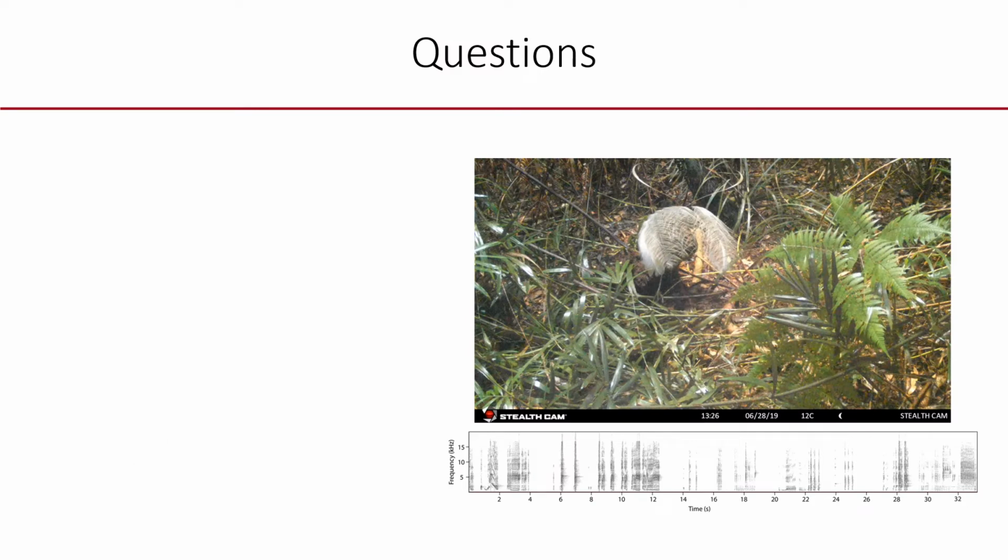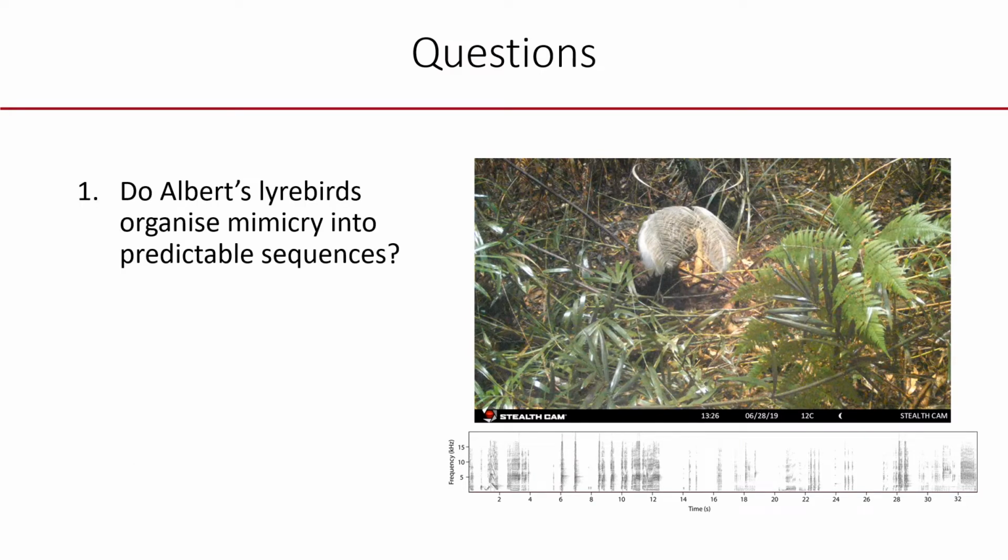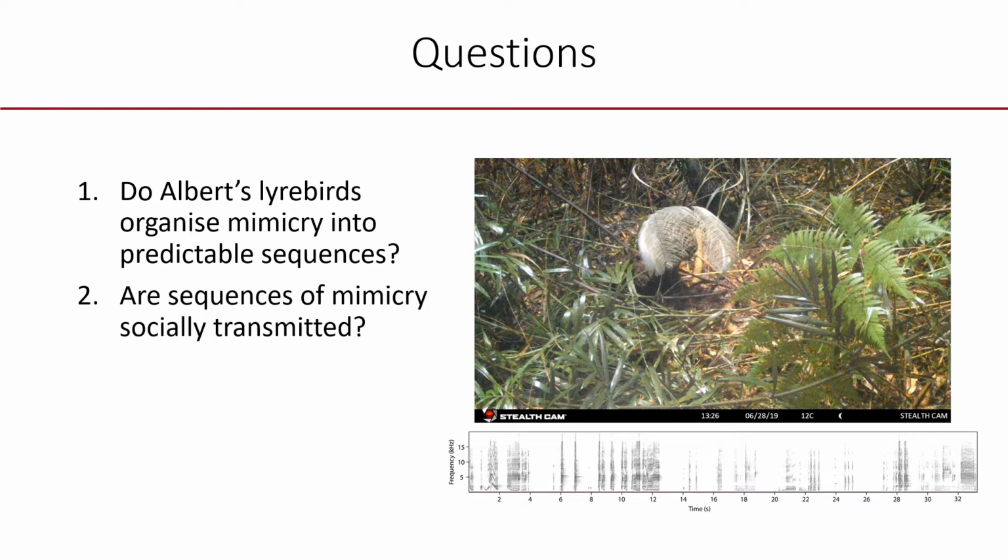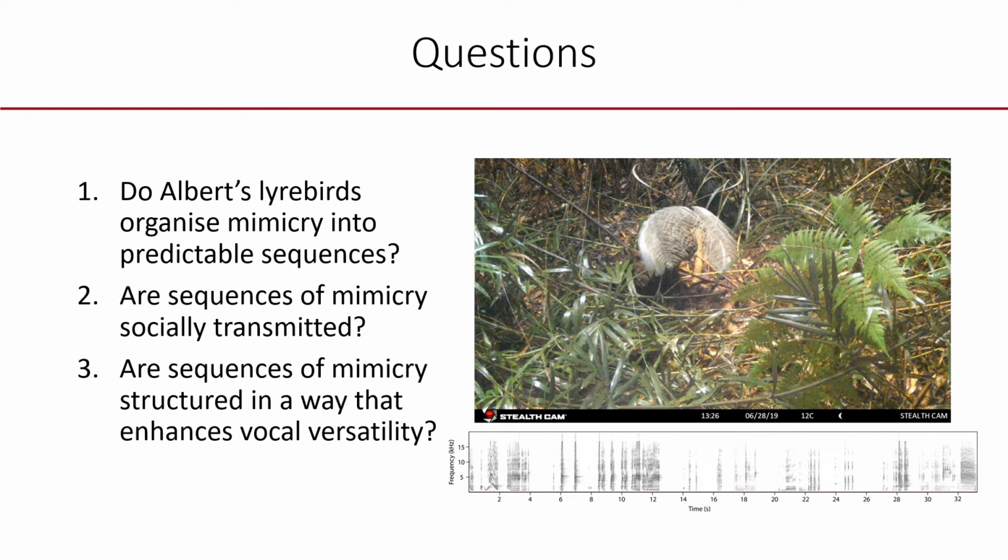This study had three main questions. First, we wanted to quantitatively confirm if sequences of mimicry are in fact predictable. We then wanted to test if they're socially transmitted between individuals. Finally, we wondered what determines the order of mimicry within sequences and wanted to see if mimetic units were ordered to signal the diversity of vocalizations that an individual can sing.